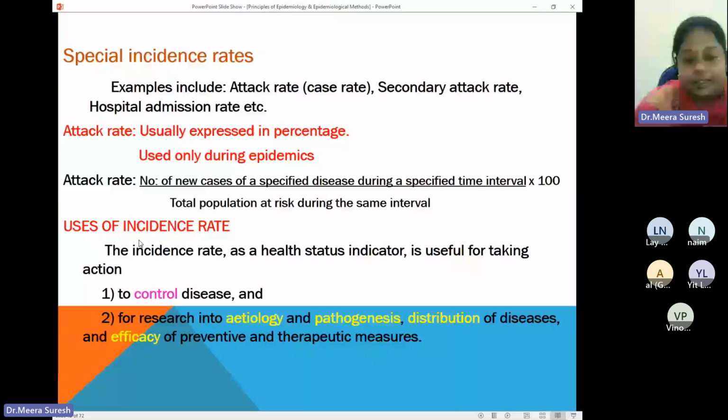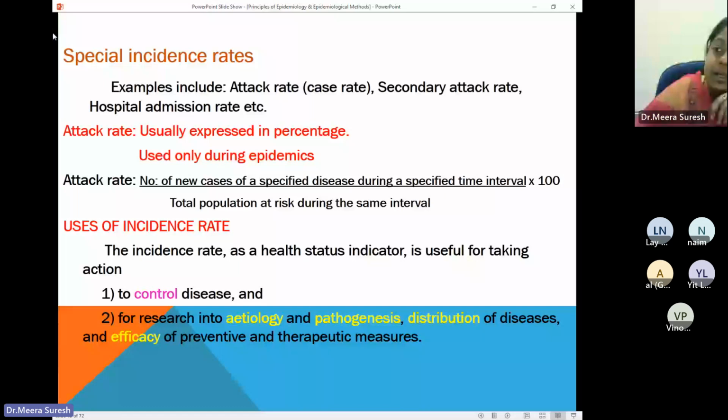We get to know that the incidence rate is such a high value. Then we take some controlling measures, and after a while we follow up. What is the incidence rate now? Is the number of cases decreasing or increasing? If it is increasing even after the control measure, you understand the controlling measure you have adopted is not working. You have to change the plan.